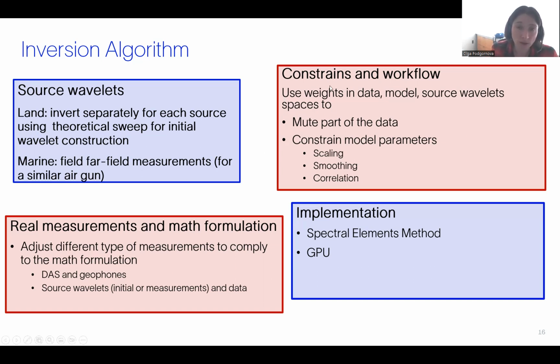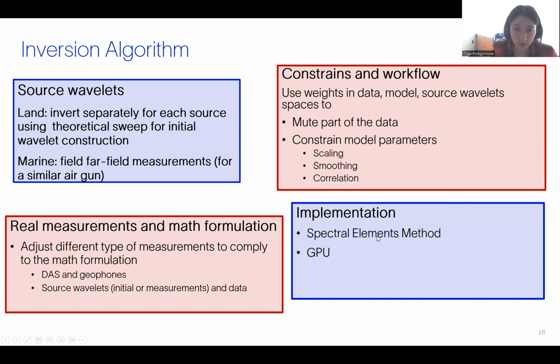Also, one of the key components is constraints that you inject into the algorithm and workflow. We implement them as weights in the data, model and source wavelet space, and the simplest ones are described as a mute of part of the data, constraining the model parameters to be on the same scaling, using smoothing, and using correlation between them. You also need to think about the workflow steps, like maybe you would like to invert for certain types of events first and then include the other events.